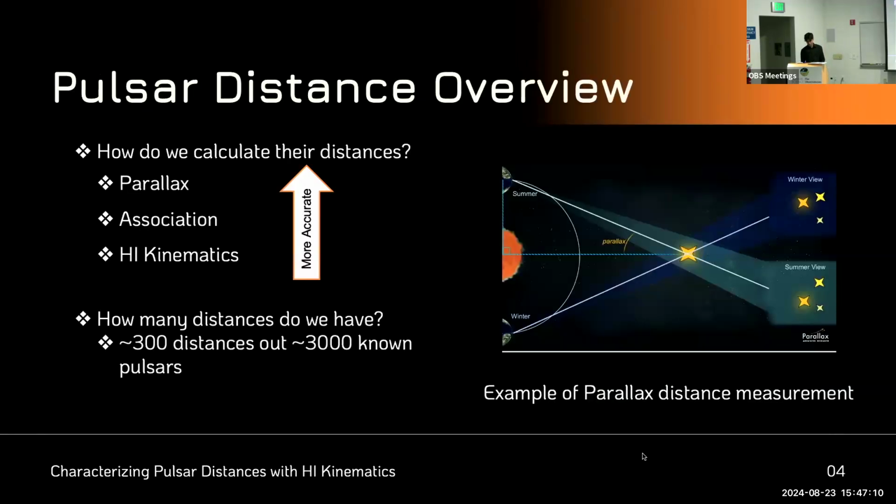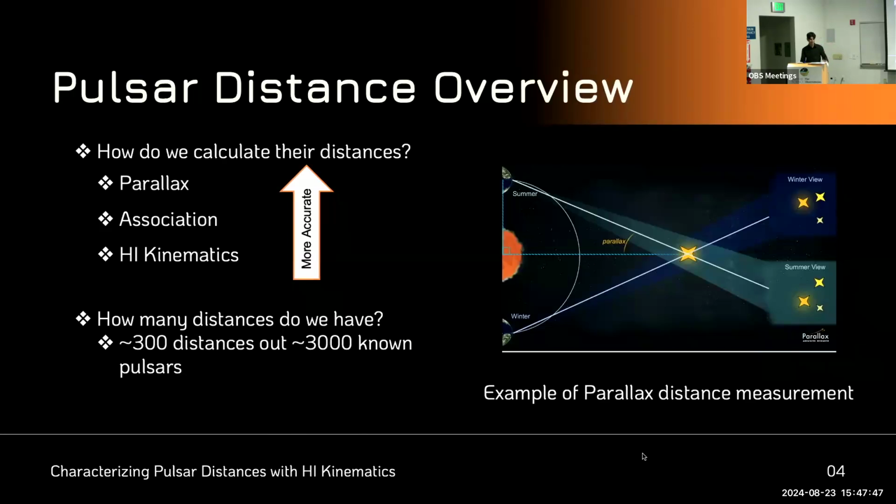So how do we actually calculate the distances of these pulsars? There are three main ways. The first is parallax, and you can see a little schematic on the right. This uses very long baseline interferometry, which can take months or even years to get a pulsar distance measurement. The next is association, which kind of gives it away in the name. We associate the pulsar with some globular cluster or supernova remnant that we have a distance measurement for, and we assign that to the pulsar distance. And the next one is H1 kinematics, which I'll dive into in more detail in later slides.